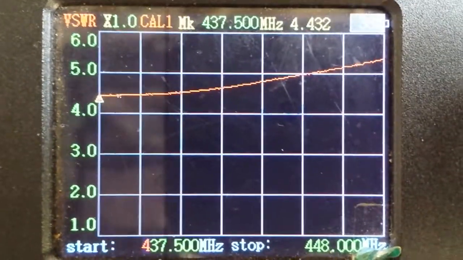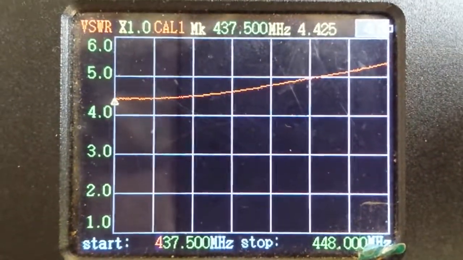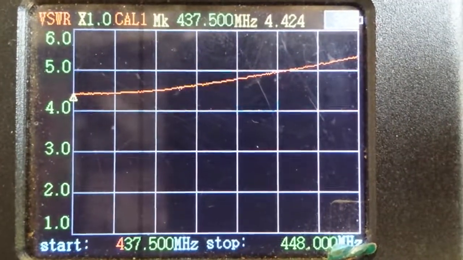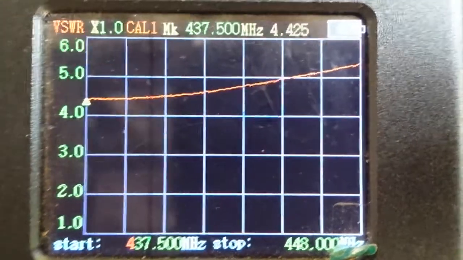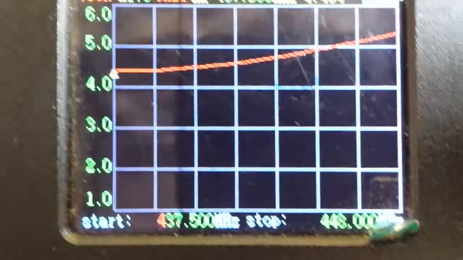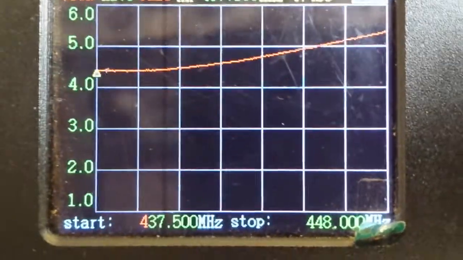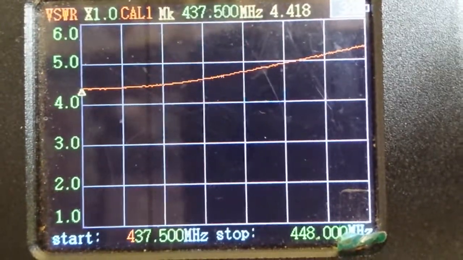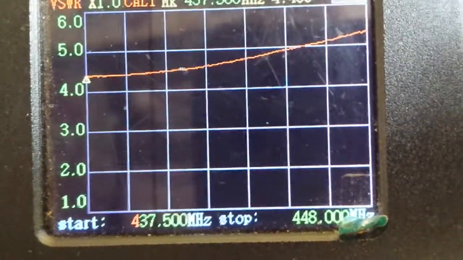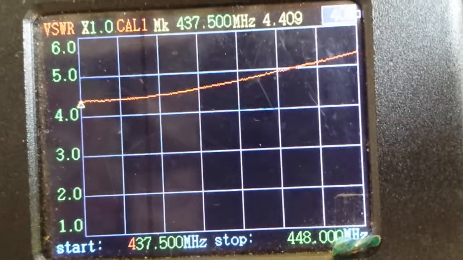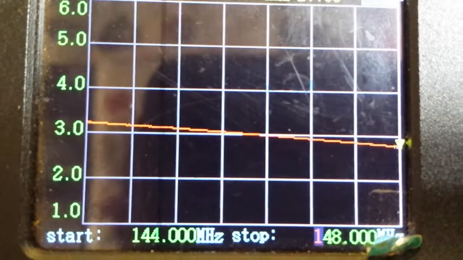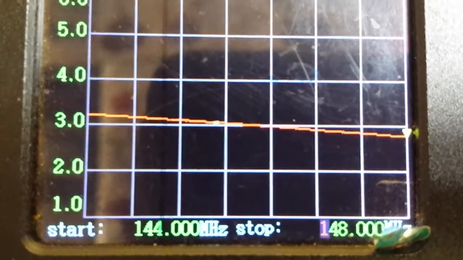Okay, this is the old Nagoya antenna, and as you can see, it still has a little bit of a problem at UHF. I believe the other Nagoya, the newer Nagoya, also had a problem on UHF. I was really surprised. Both of my Nagoya antennas are not very good on UHF. I'm going to switch this to VHF. And the old Nagoya on VHF.